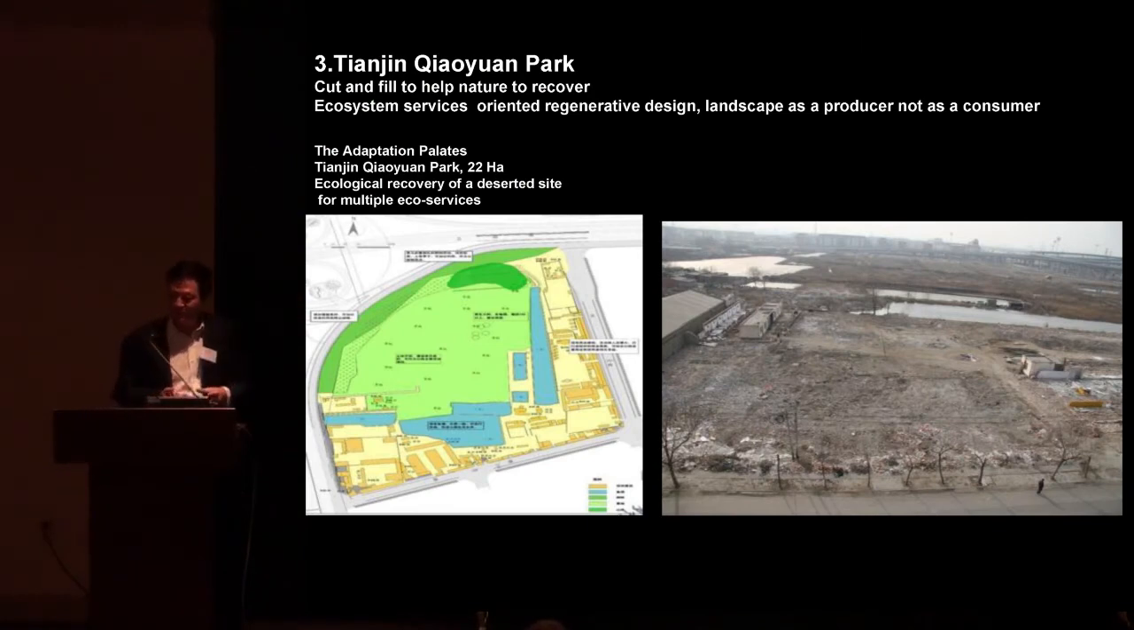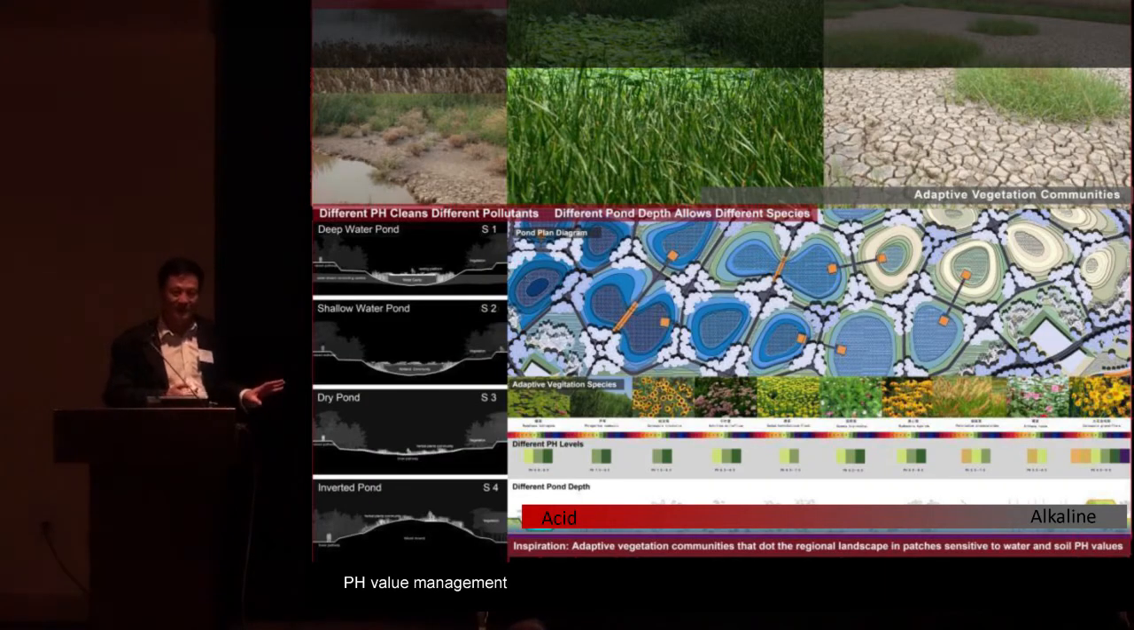Now this case also uses the peasant approach. It's in Tianjin, in the middle of the city, a very polluted land, a shooting range. Polluted, you can see. So the idea is very simple again. Farmers tell us how to do it.